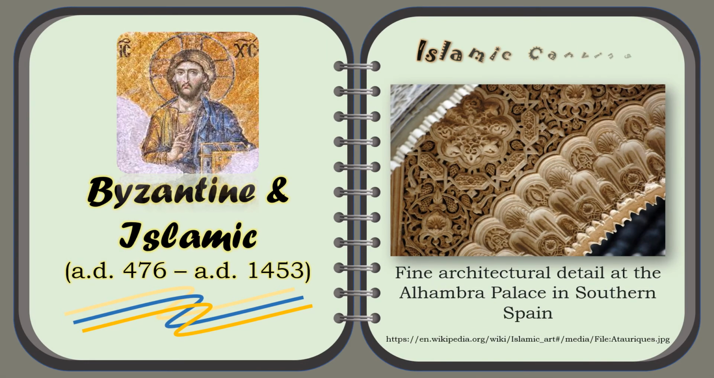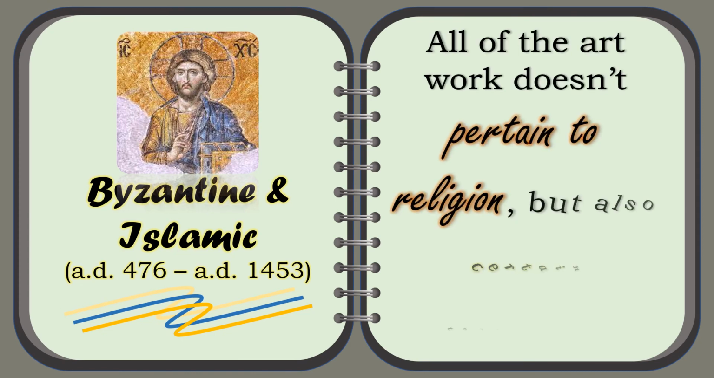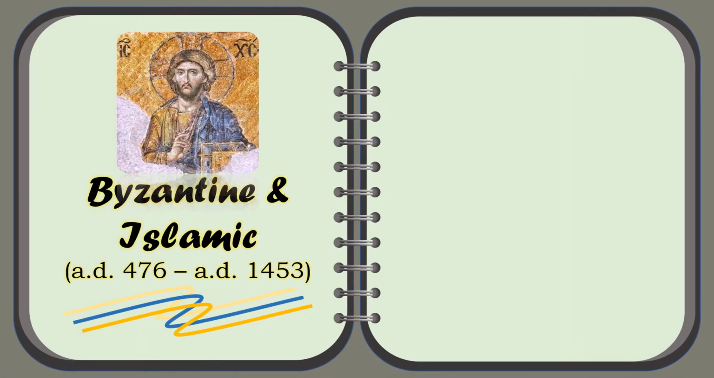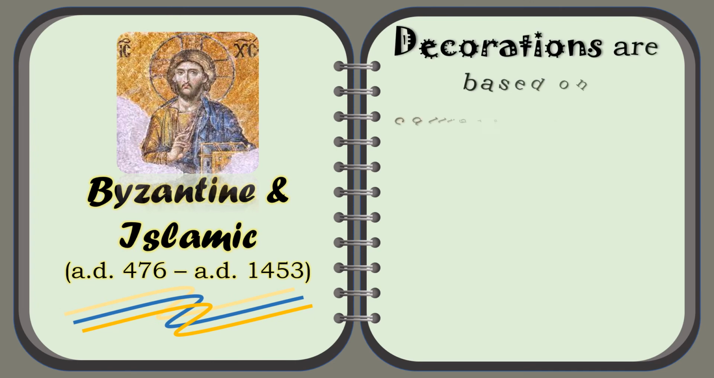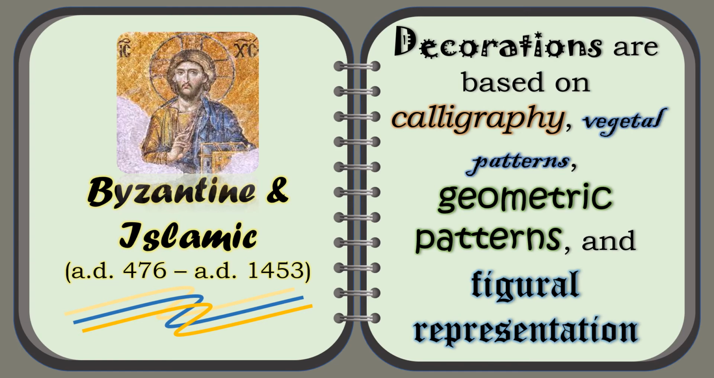The Islamic carving, the fine architectural detail at the Alhambra Palace in southern Spain. All of the Byzantine and Islamic artworks do not pertain to religion, but also certain territories. Thus, decorations are based on calligraphy, vegetal patterns, geometric patterns, and figural representation.